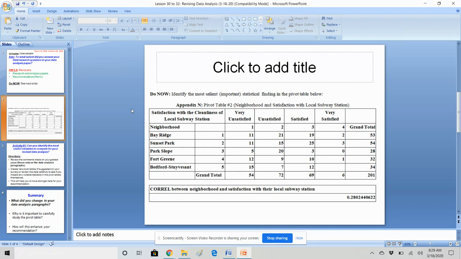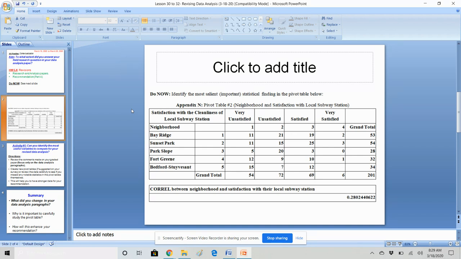So with that in mind, if we look at this number, it's 0.28. Now 0.28 is closer to 0 than it is to 0.5, which would indicate a moderate correlation. Therefore, level 1 analysis tells me that these two variables are related. There is a connection, but it's moderately weak. There might be something else other than the neighborhood that the person lived in. The underlying assumption may have been the subway stations are better maintained in one neighborhood as opposed to another. So let's take a look at the actual data itself.